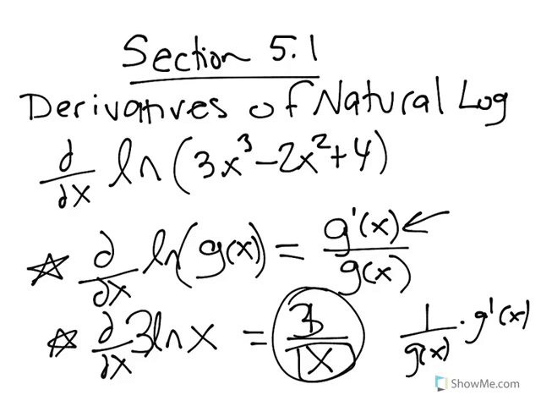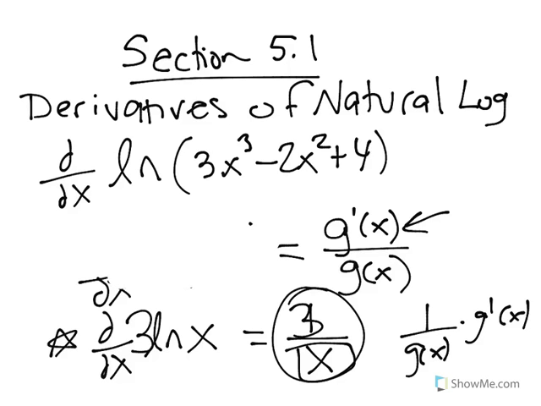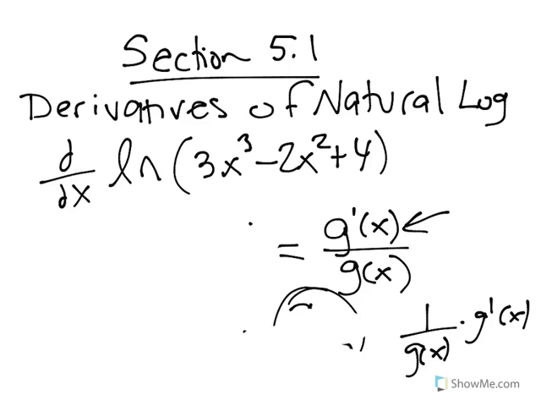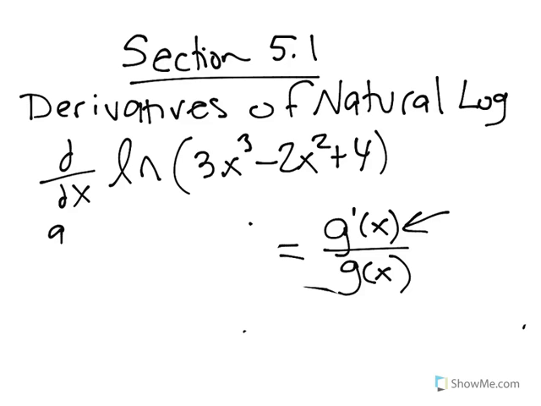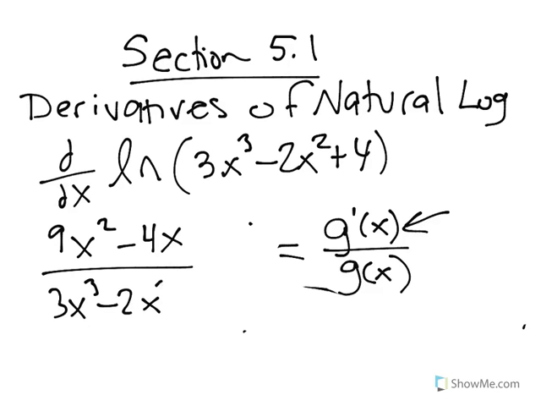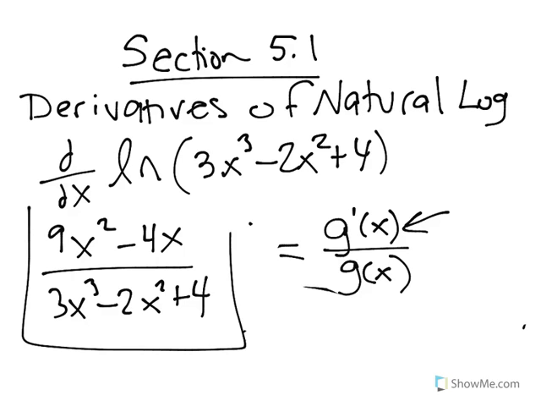So if I use that rule to take the derivative of natural log of 3x cubed minus 2x squared plus 4, it looks like, well, the derivative of the inside is 9x squared minus 4x, and the denominator is just what's inside the parentheses. Done. There's my derivative.